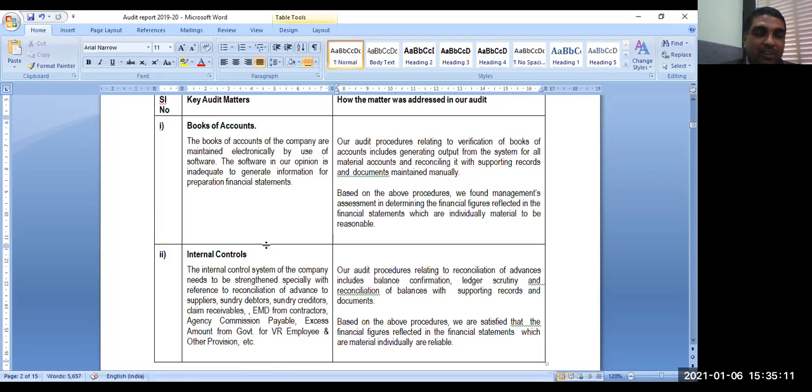Similarly, one more key audit matter I am showing you. You see, the internal control system of the company needs to be strengthened, especially with reference to reconciliation of advances to suppliers, sundry debtors, sundry creditors, claims receivable, EMD from contractors, agency commission payable, excess amount of government for voluntary retired employees, and other provisions, etc. Okay, so internal control is weak. That is one more significant item which forms a part of KAM.